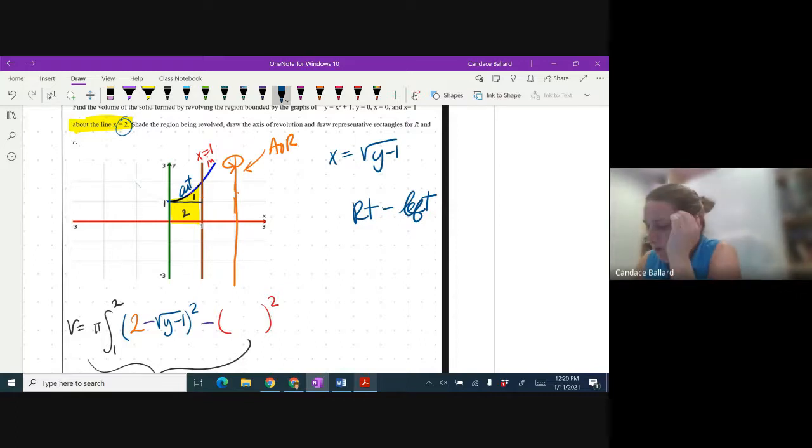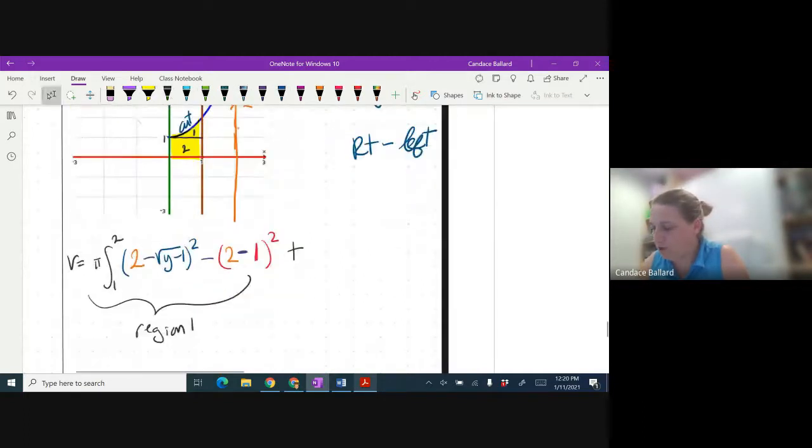Okay, so now we've got to do the inner function. Again, I have to do right minus left. So it's going to be the orange line, which is 2, and then I have to subtract the brown line, which is 1. Sometimes the lines are worse because they're just numbers, and all of a sudden these numbers appear, but they're really a function. Then I have to add that to the second half, right? Because I still have to do region 2.